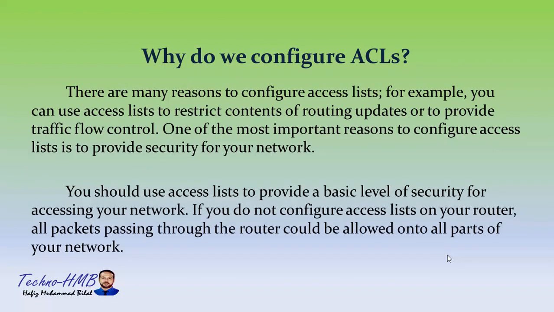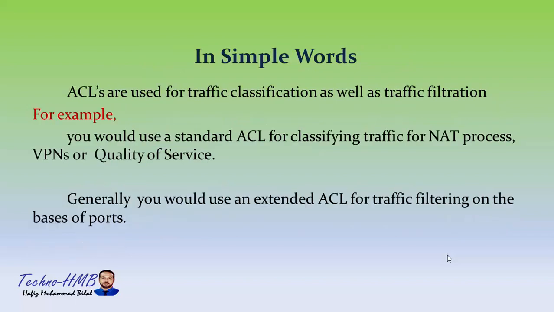Why do we configure access lists? There are many reasons to configure access lists. For example, you can use access lists to restrict contents of routing updates or to provide traffic flow control. One of the most important reasons to configure access lists is to provide security for your network. You should use access lists to provide a basic level of security for accessing your network. If you do not configure access lists on your router, all packets passing through the router should be allowed onto all parts of your network. In simple words, ACLs are used for traffic classification as well as traffic filtration.